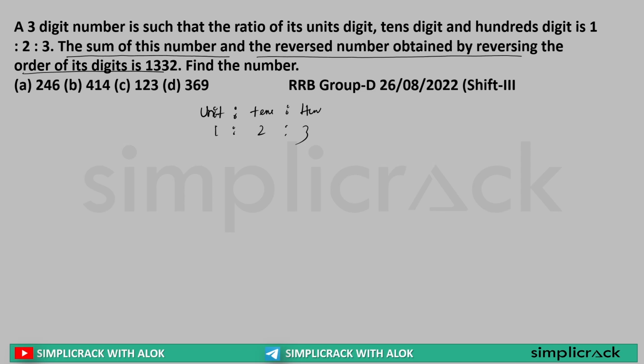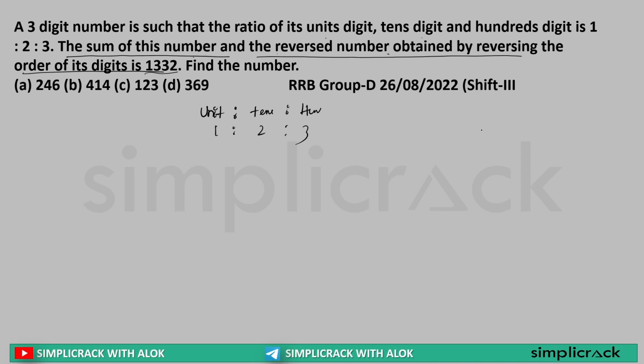Here I can use my logic and everything else and find the answer, or I can simply go through the options and find the answer. Now, here what is it saying? Unit digit, tens digit and hundreds digit are in the ratio of 1 is to 2 is to 3. The sum of this number and the reverse number obtained by reversing the order of its digits is 1332.